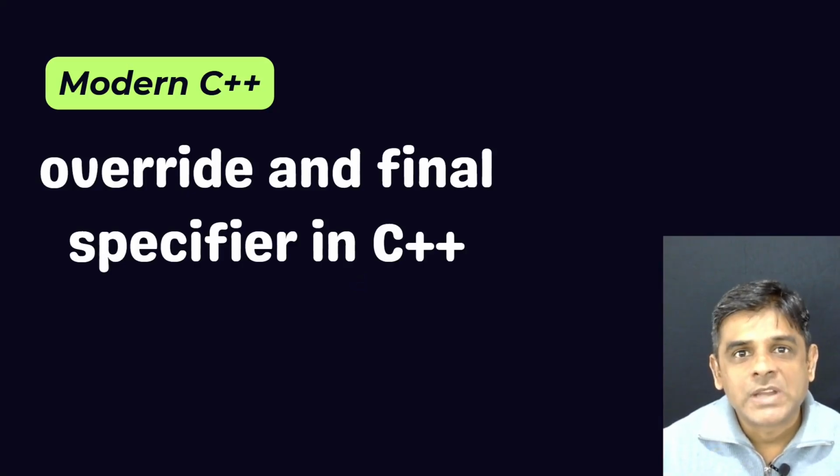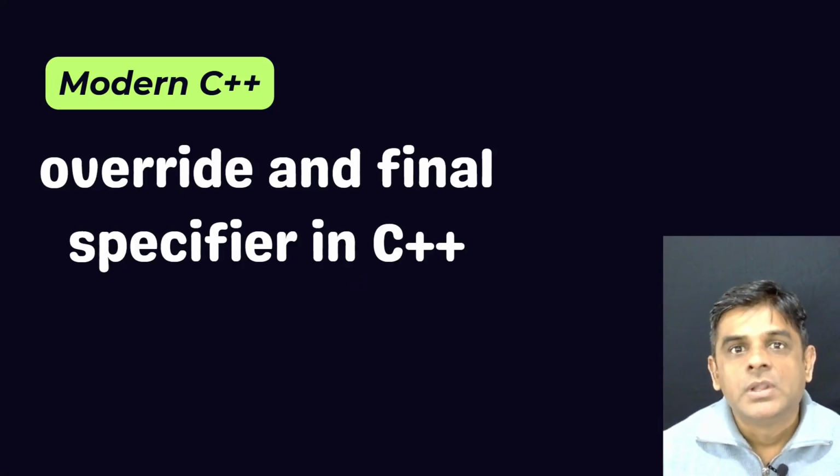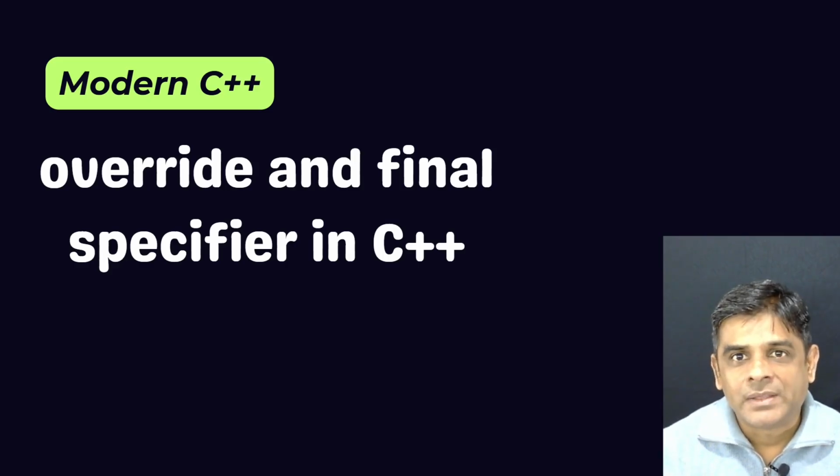If you are a C++ developer, you must know about function overriding. Have you ever wondered why C++11 introduced the override specifier? What's wrong with the old way?